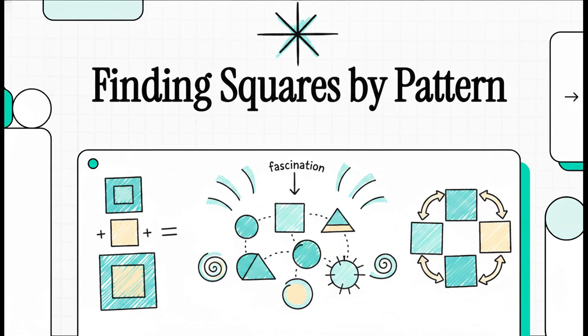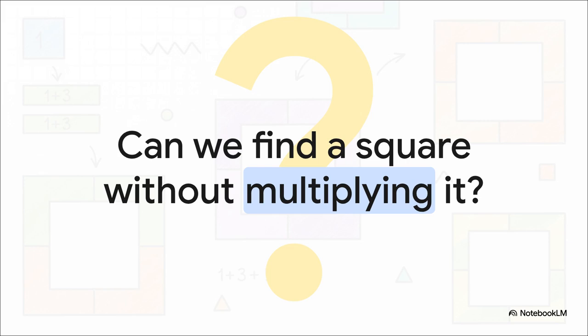So if you've ever felt like multiplying big numbers is, well, just way too much work, you are going to absolutely love this. Now, I want you to really think about this for a second. Can we find the square of a number without multiplying it directly? Is there some sort of secret trick to just completely bypass all that tedious multiplication? Well, the answer is absolutely yes. And today, we are going to unlock that secret together.